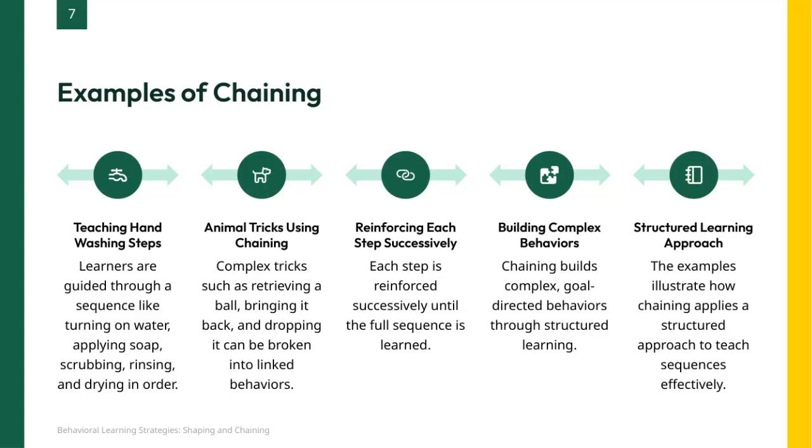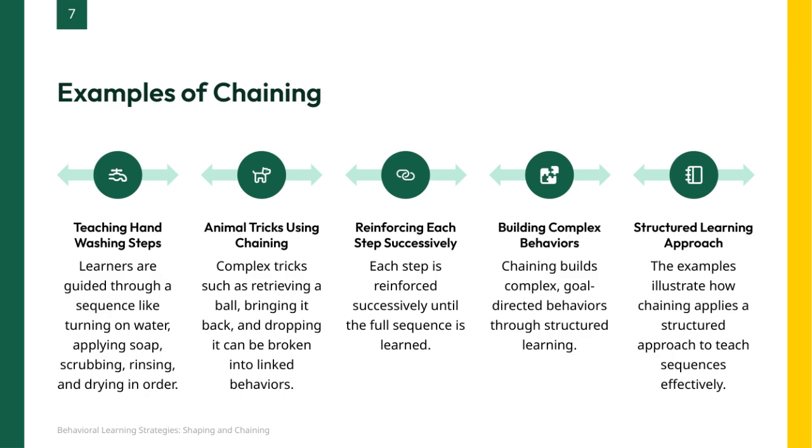Here we see several examples that really bring the concept of chaining to life. First, think about teaching someone the steps of hand washing. Rather than overwhelming them with the whole process at once, learners are guided through each action in order: turning on the water, applying soap, scrubbing, rinsing, and finally drying. This step-by-step approach breaks the task into manageable parts. Similarly, when training animals to perform tricks, chaining helps by breaking down a complex trick, like retrieving a ball, bringing it back, and dropping it, into linked behaviors. Each smaller behavior is taught independently before being connected into a smooth sequence.